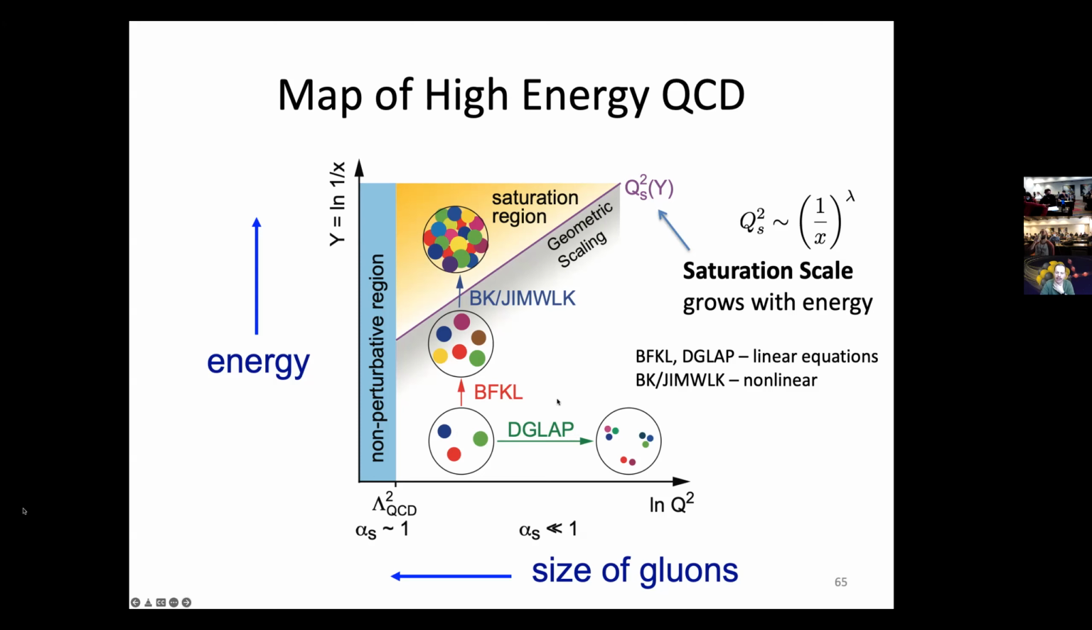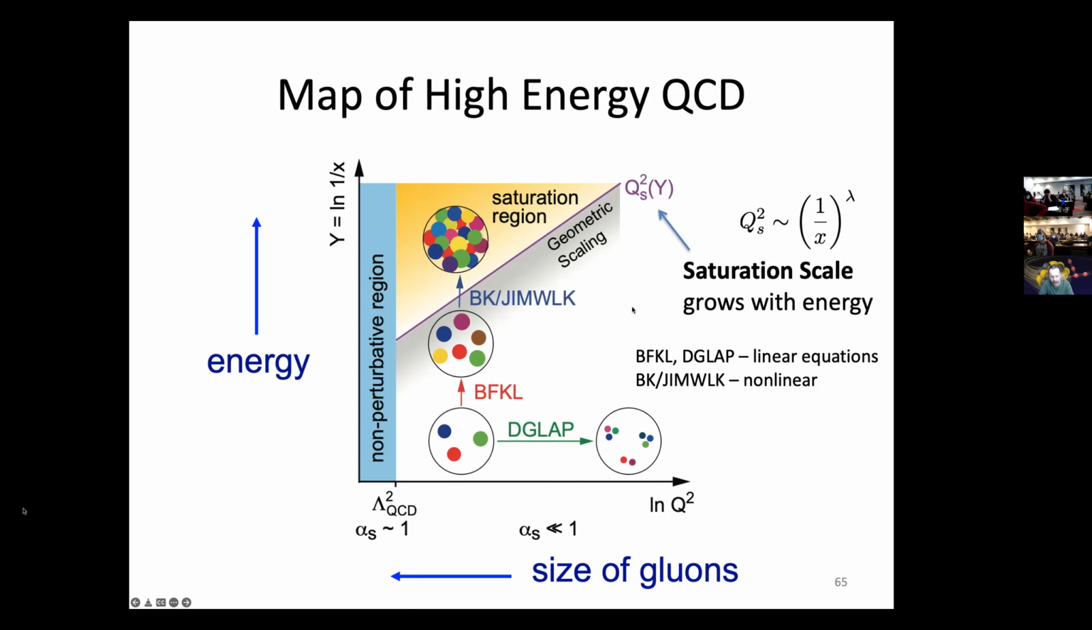So DGLAP doesn't have it. There is a double log, small x part of DGLAP where you resum logs of 1 over x and logs of Q squared, which evolves you towards the upper right regime.